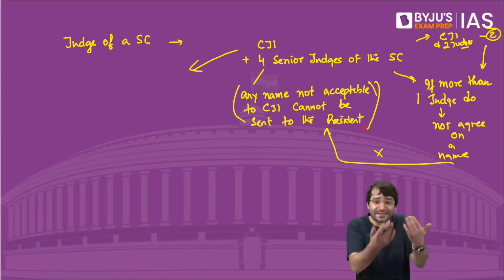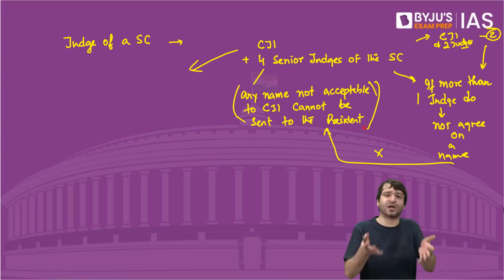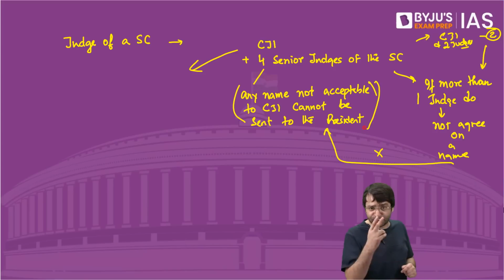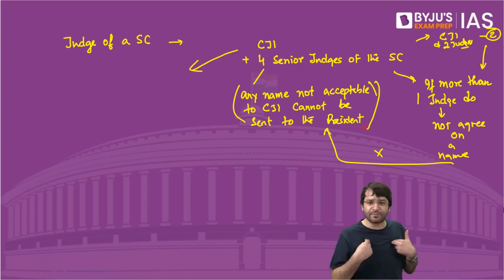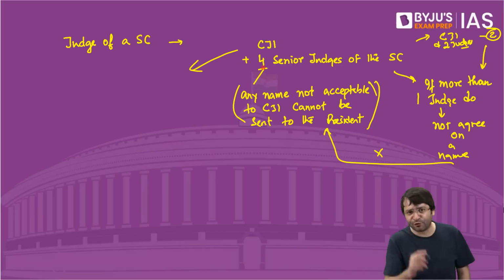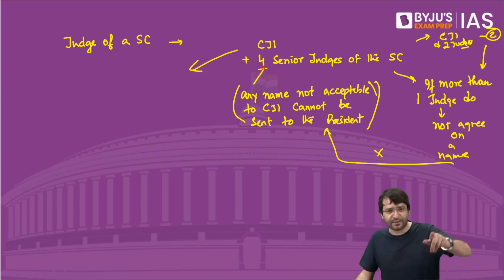Ideally, there should be consensus on my name. My name should be recommended. And this should be done by the consensus. All the judges of the Collegium should agree. If not, then we have to go by the majority. If more than one judge, which means if 2 or more judges, they don't agree with my name, it cannot be sent to the President. Also, if all the 4 judges say yes, Sarmad is a good candidate, let's recommend him to the President for appointment as the judge of the Supreme Court.